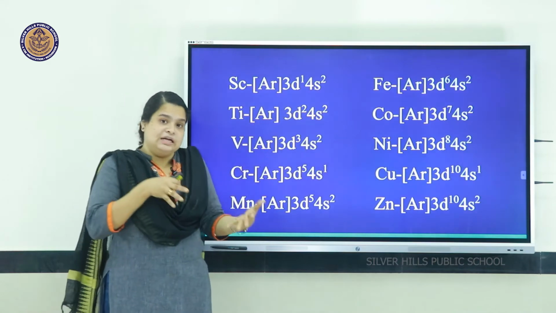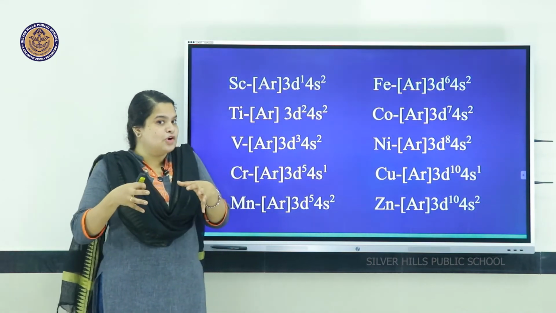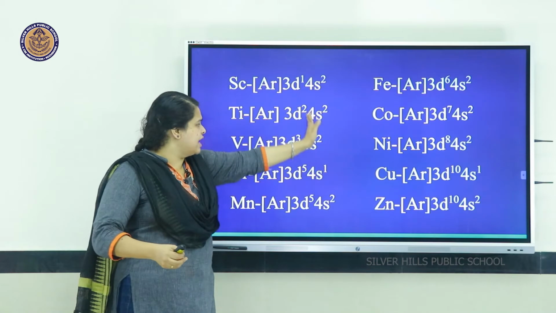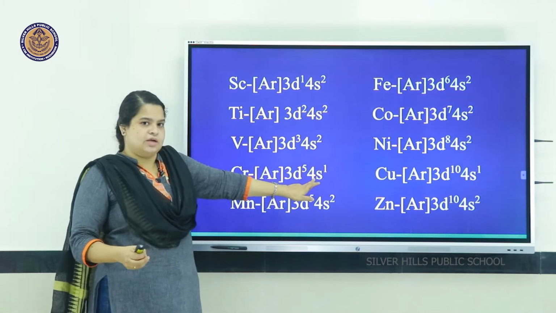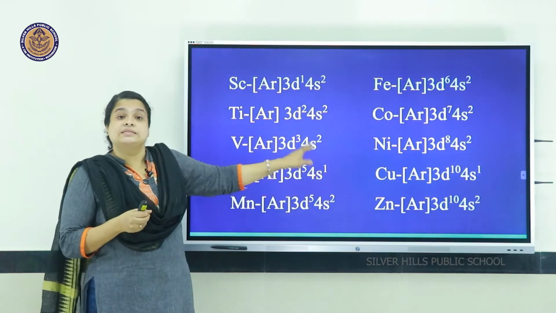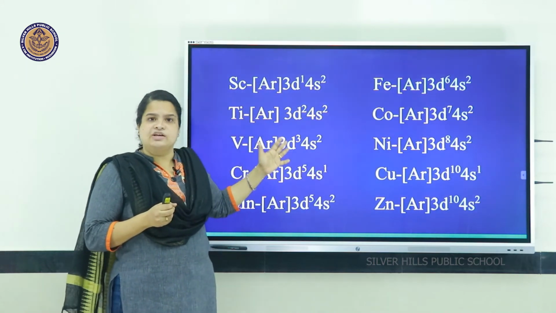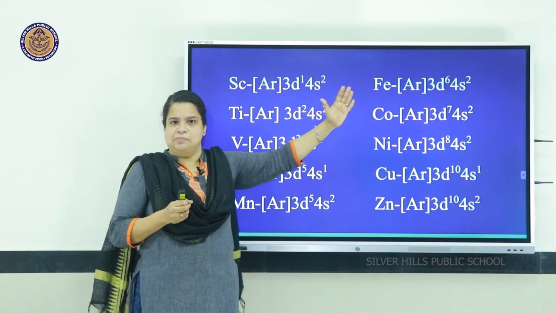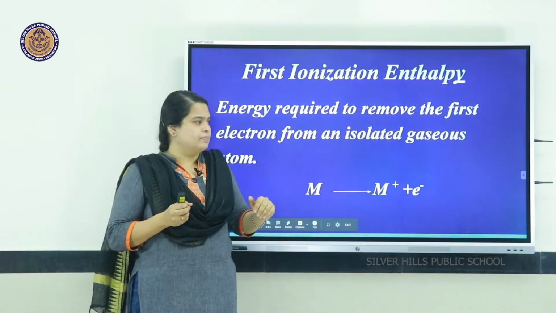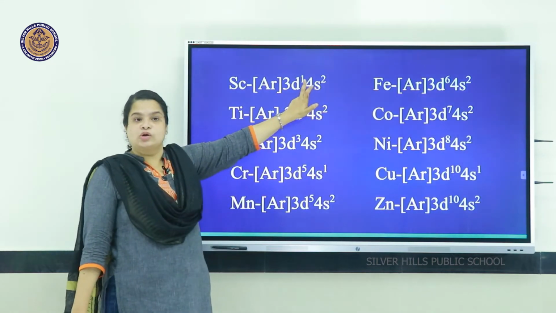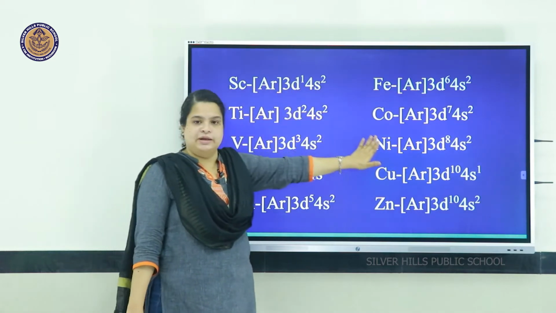3d is the penultimate shell, so you are going to take the electron from 4s. In all these cases they are completely filled, but here it is half filled. Whenever it is completely filled, you need more energy, so generally the ionization enthalpy will be increasing. Now the electron is taken from the outermost 4s. In all the cases it is completely filled.